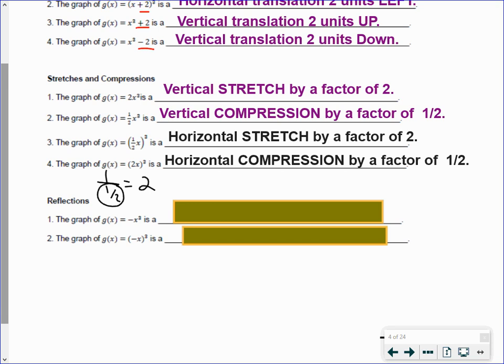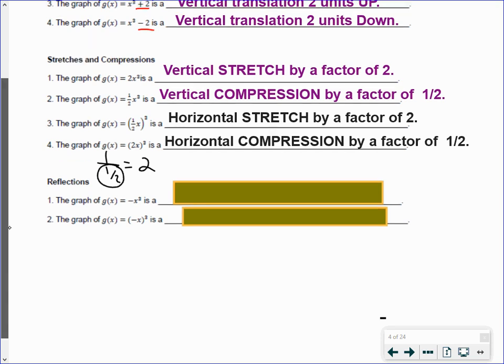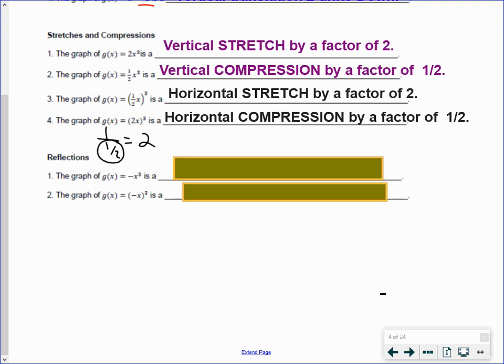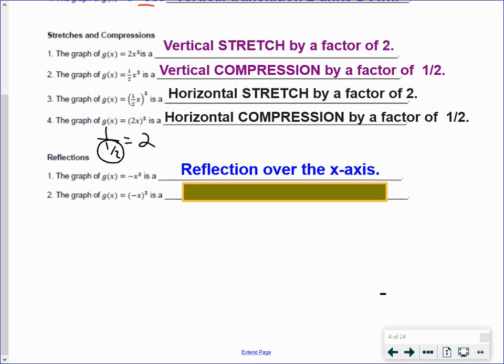So let's keep going to reflections. For number 1, we're told the graph of g of x equals negative x to the 3rd power. That negative is not inside of the parentheses, so it's affecting the y. So that means we're going to have a reflection over the x-axis. And that's because if you go from a positive y to a negative y, or a negative y to a positive y, you're going to be going about the x-axis.